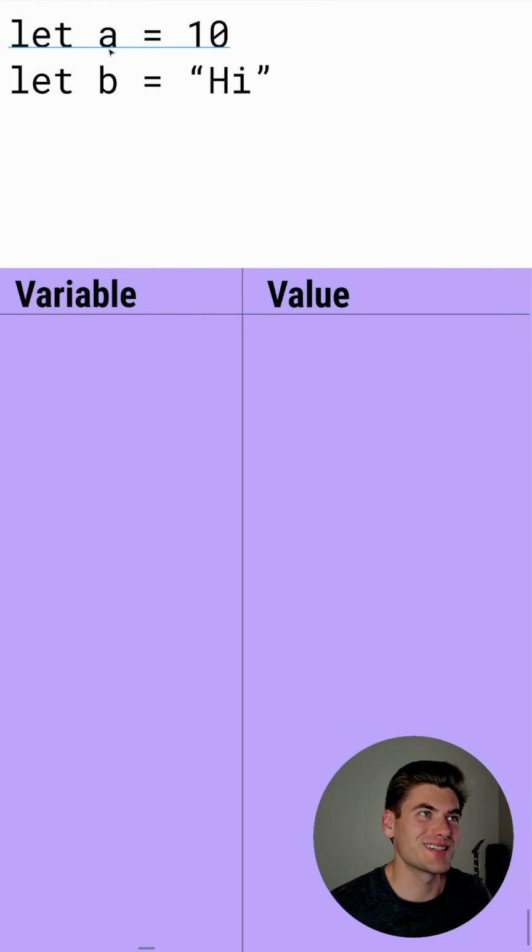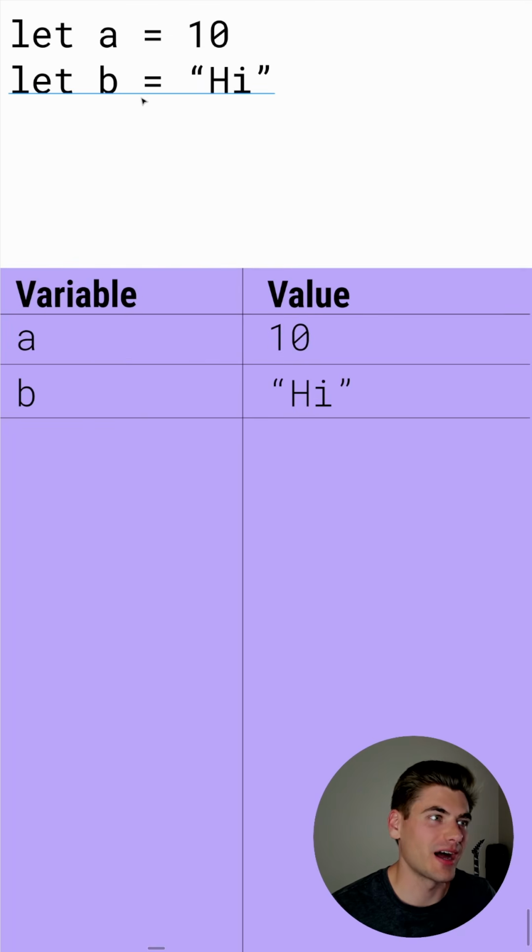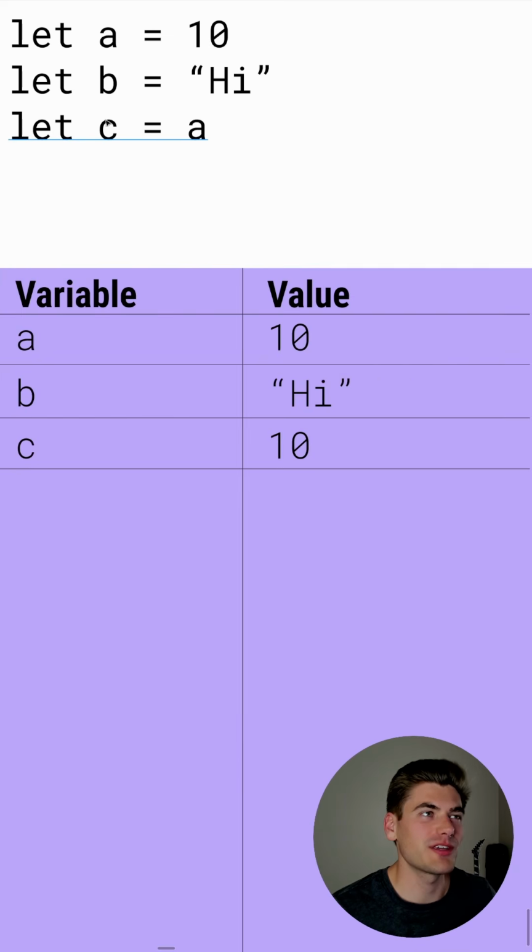In this code, all we're doing is setting a variable a to 10 and a variable b to "hi", and that just corresponds with the values of 10 and "hi" being stored in memory. Now, if we set a variable c to our variable a, anytime you do an equals like this, all you're doing is taking the value of one variable and setting it to the other. So we take the value of a, which is 10, and set that to our value for c.